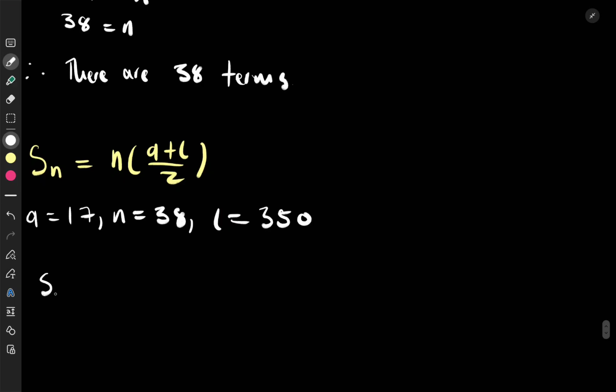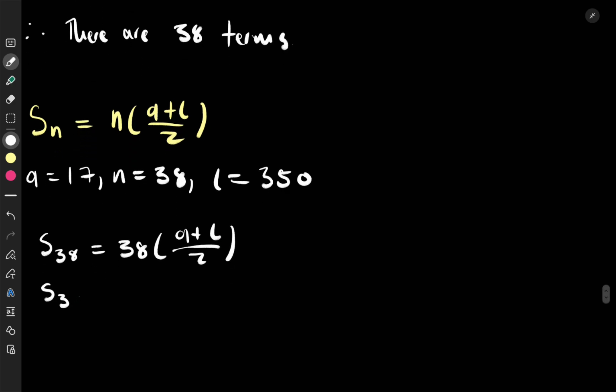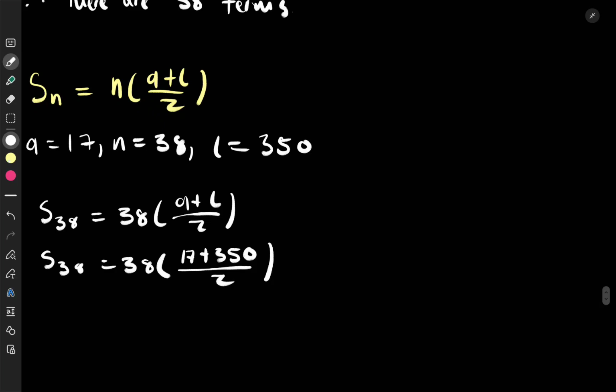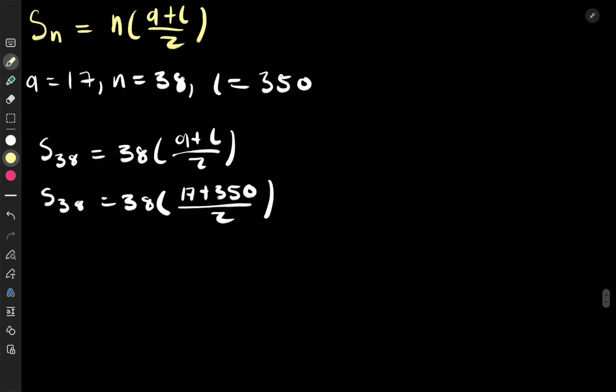Then now you can say S of 38 is equal to 38 multiplying (A plus L) over 2. So I can say S of 38 is equal to 38 multiplying, what is my A? 17 plus L 350, all over 2. Surely you can do this one. So what are you going to do? Say open bracket, 17 plus 350, and then say divided by 2.